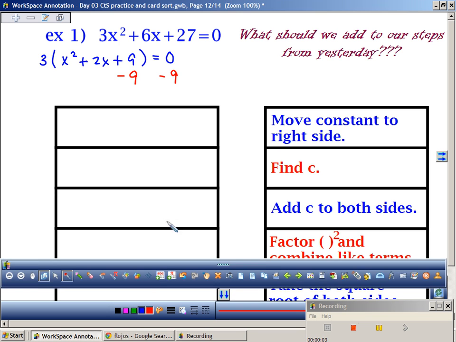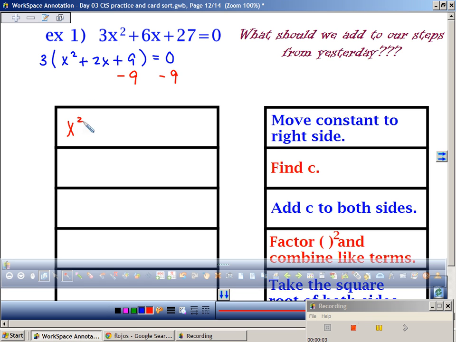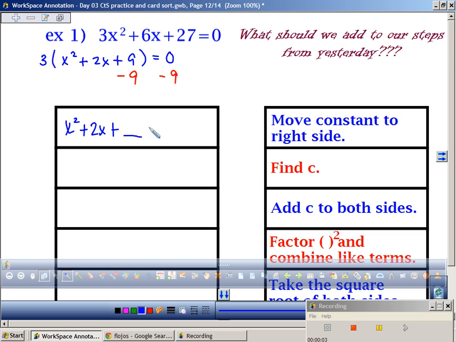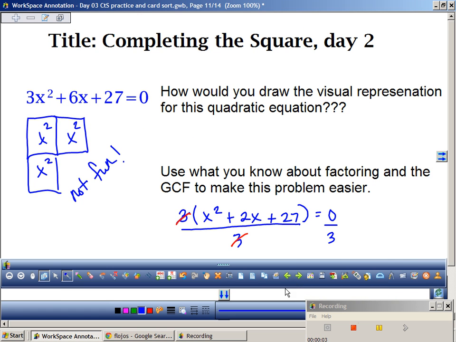So when I do that, I would get x squared. Whoops, my color didn't change. x squared plus 2x plus what? Plus a blank, because we're going to create our own square, equals -9 plus a blank. In the last class they said, oh, you mean we really are creating a square? You guys got that yesterday, right? Yeah. You are physically creating a square.